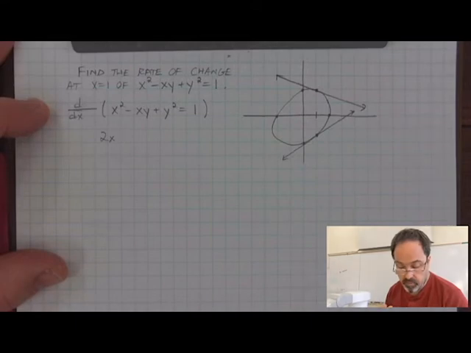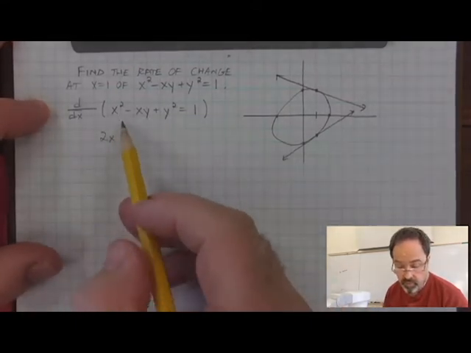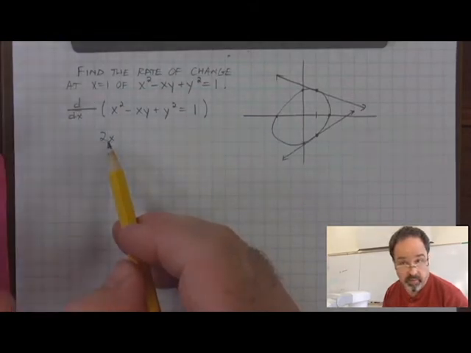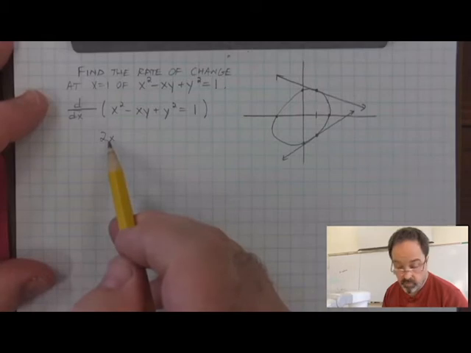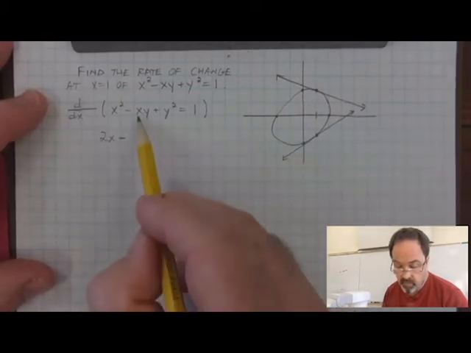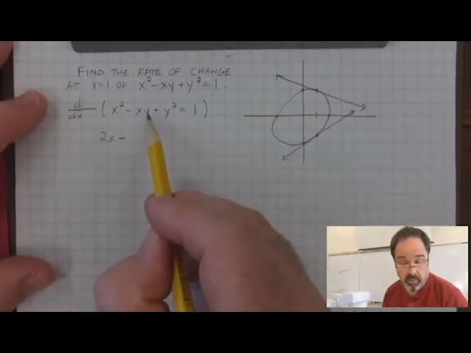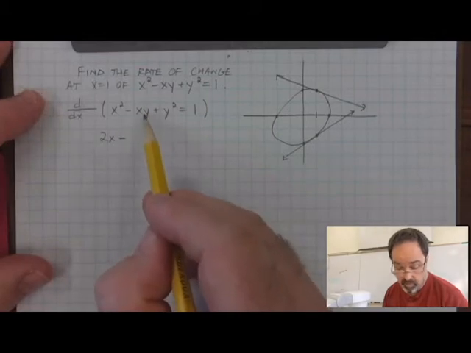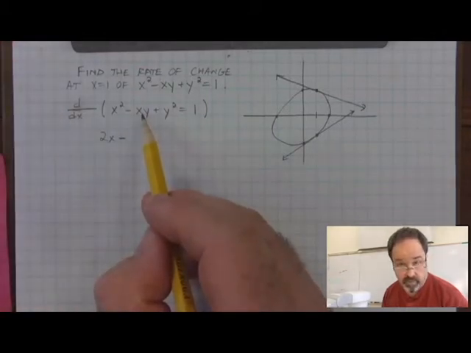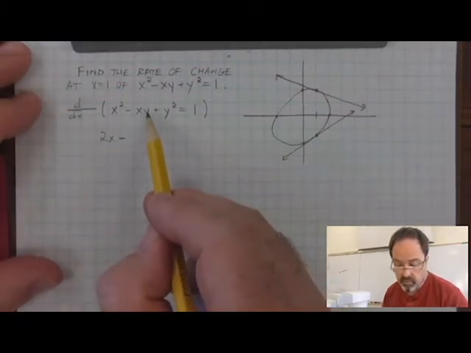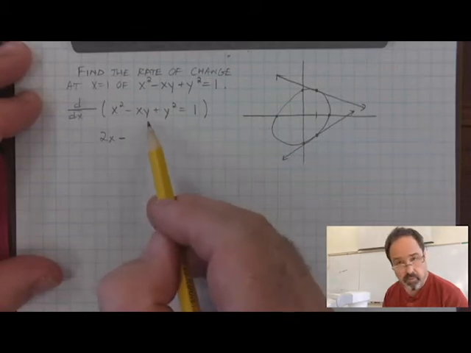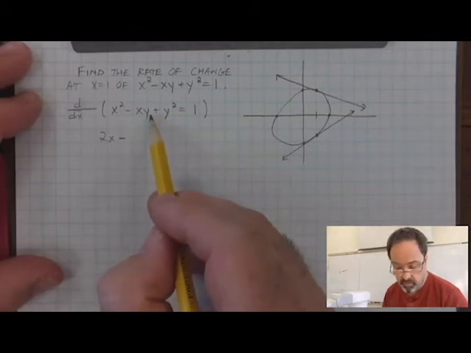We are differentiating with respect to x, so any term that contains only x will be simple to take the derivative of. The derivative of x times y contains y, so in implicit differentiation, we want to think of y as a function of x and apply the chain rule. This is also a product rule, x times y.